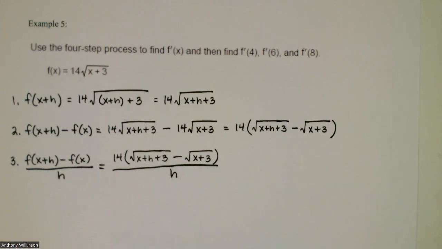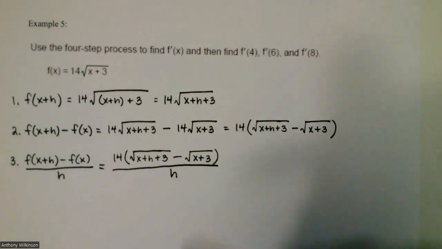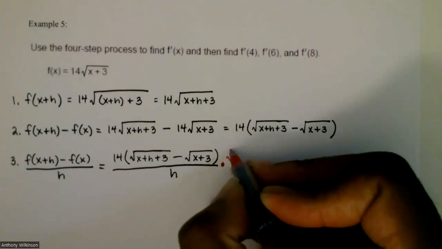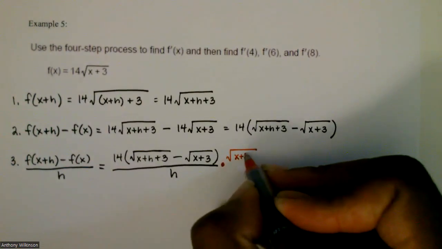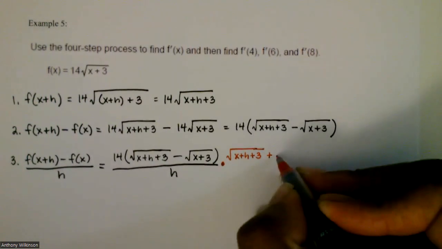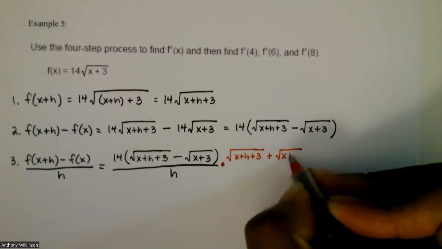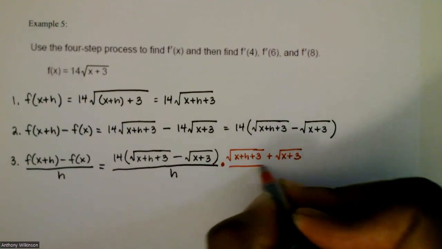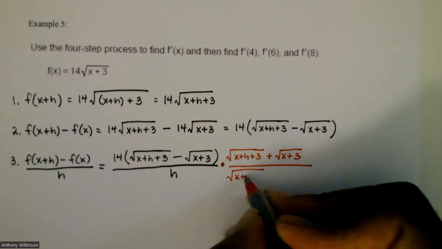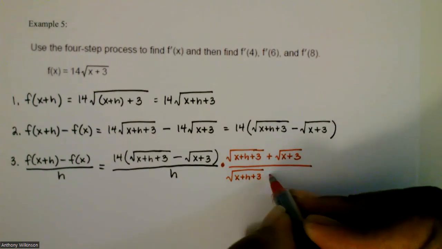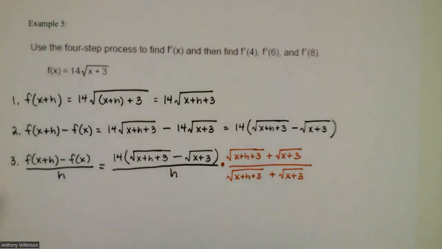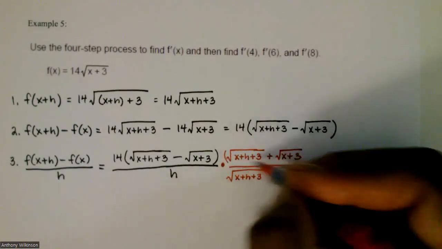So here's what I'm going to do. I'm going to multiply the numerator and the denominator by its conjugate. The conjugate will be the square root of x plus h plus 3. This minus will change to a plus, the square root of x plus 3. Now I do the same thing in the denominator: square root of x plus h plus 3 plus the square root of x plus 3. I'm going to put these in parentheses, by the way.